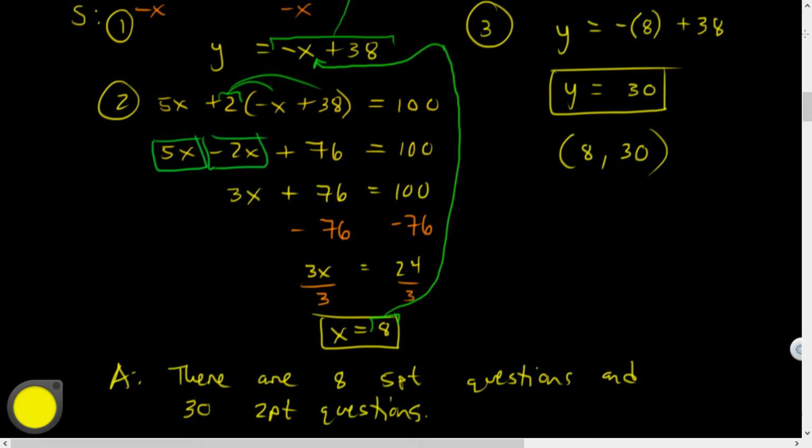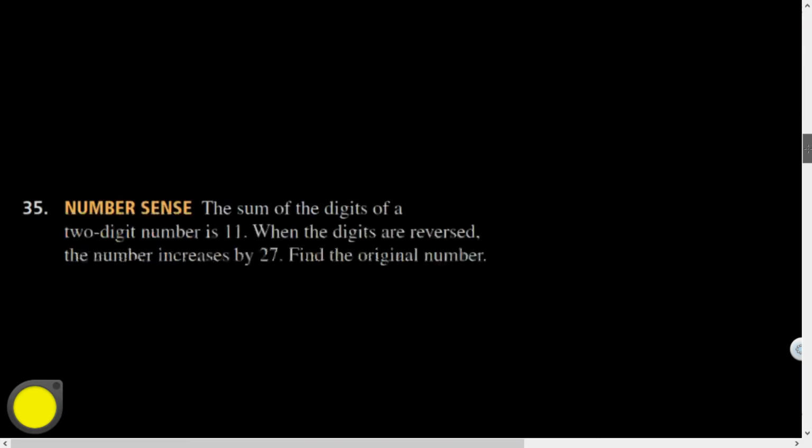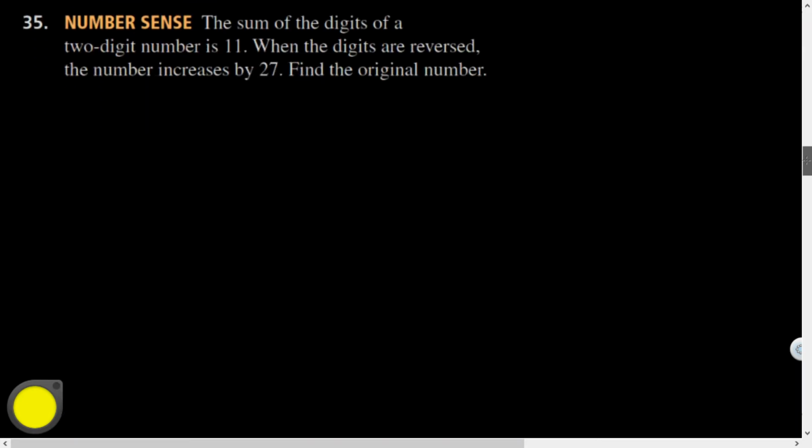So, let's look at one more problem. We'll see how far I get. How many minutes am I at? 15. I might just do V and E on this one. We'll see. Okay. It says the sum of the digits of a two-digit number is 11. When the digits are reversed, the number increases by 27. Find the original number. Oh my goodness, this is tricky.